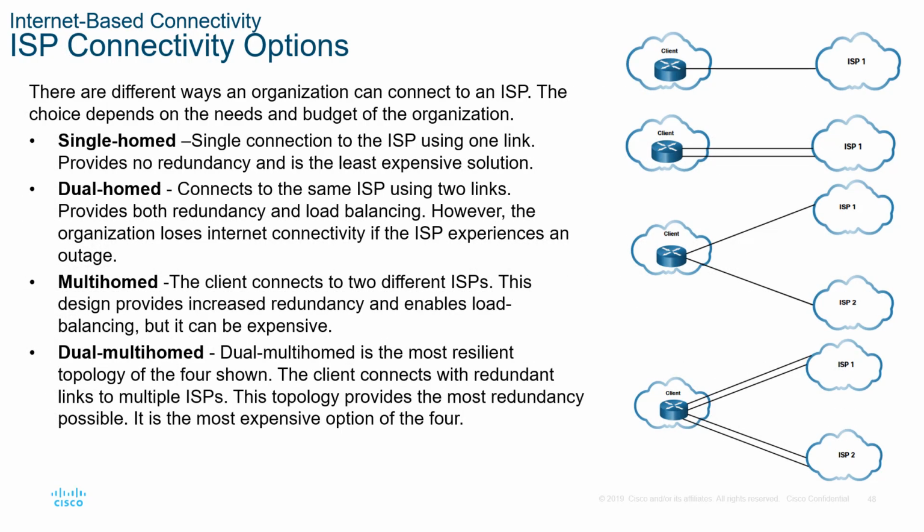Our ISP connectivity, we've looked at this before. Single home, dual home, multi-home, dual multi-home. Our basic single home is point-to-point connection between our business, our home, and one ISP. We could have two connections between us and our ISP. We could have one connection between our ISP and we could have a backup ISP, or we could have two links to an ISP and two links to a backup ISP. It really just depends on how resilient you want to be and how much you're willing to pay.